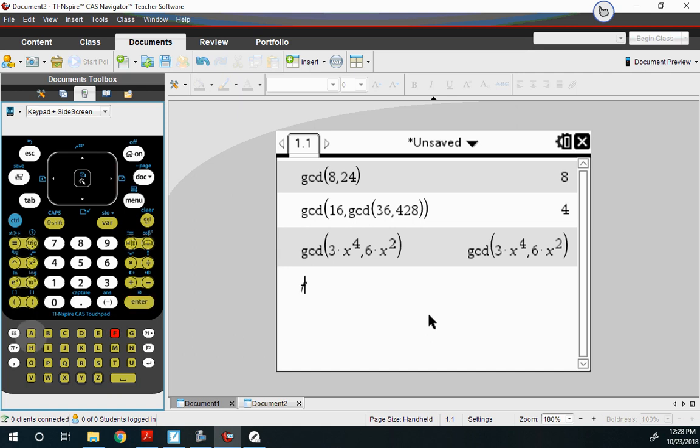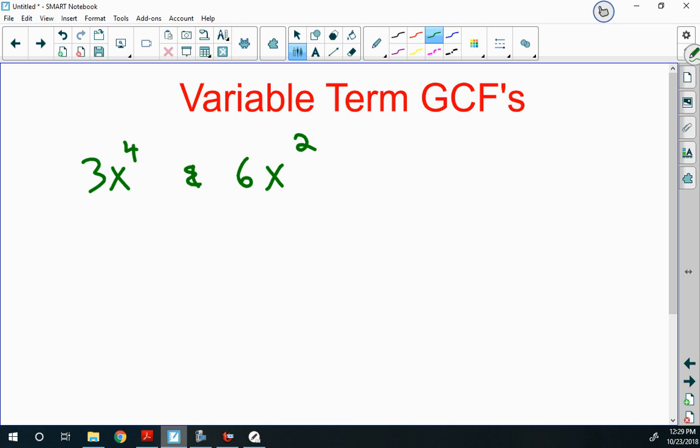If I tell this thing to factor 3x to the 4th plus 6x squared, you see what I did here? I'm sneaking in through the window. The calculator can't do the GCD, but I'm sneaking in through the window. You see what the GCD is? It's going to be that part right there, right? So the answer to this is 3x squared.